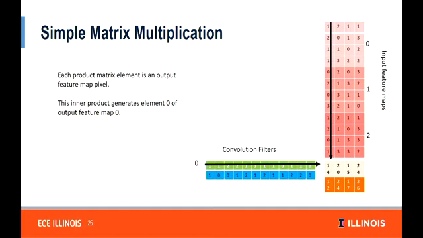Okay, now let's take a look at the matrix multiplication. So let's say we have done the unrolling and duplication into the matrix. If we take the previous matrix, this is the weight matrix, and this is the input feature matrix.